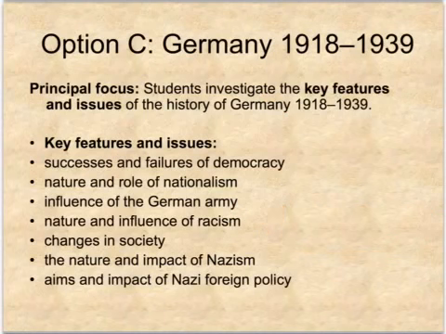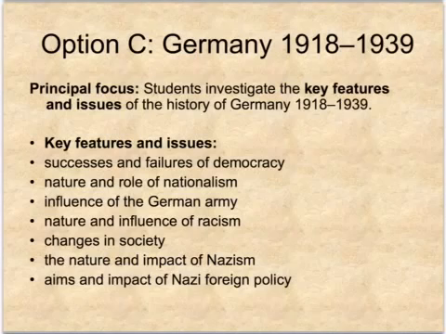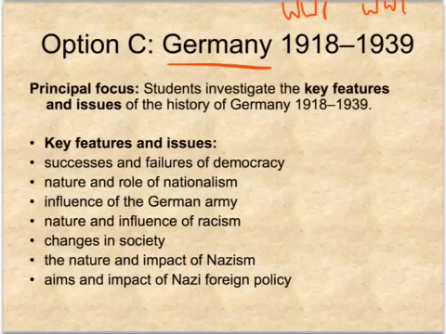Alright, so here are the individual key features and issues. Note, for those people that are a little bit slower amongst you, Germany is the country we're looking at. You'll note the dates, so that's the end of World War I and just before the start of World War II. Alright, that's supposed to be a 2 there. Let's just do a little 2. So, these are the key features and issues. So, successes and failures of democracy, nature and role of nationalism. We'll go through all of them.